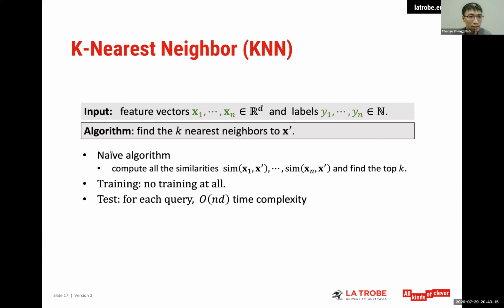So the workflow for this one is, it first computes all the similarities between the new data point and all the data points in the provided input. So it will calculate all these distances and then find the top k. That means finding the top k nearest neighbors, either the top k with the shortest distance or the top k with the highest similarity measure.